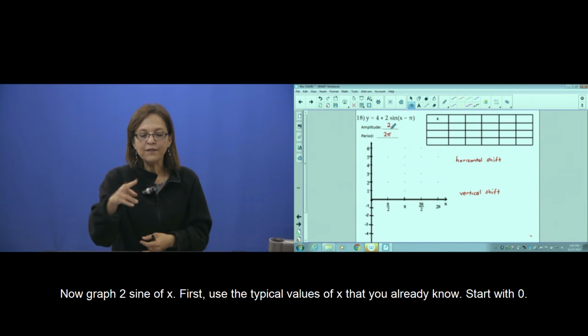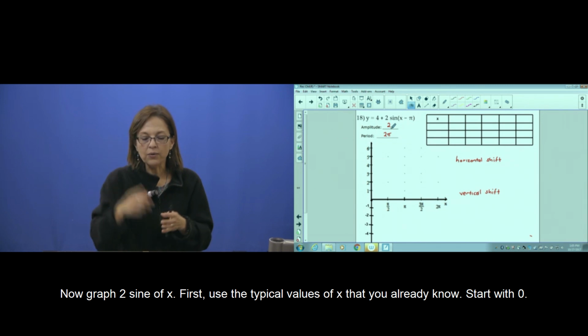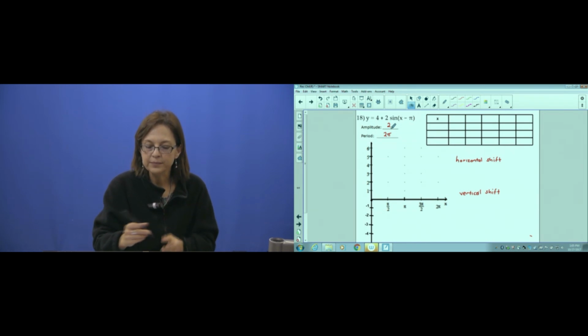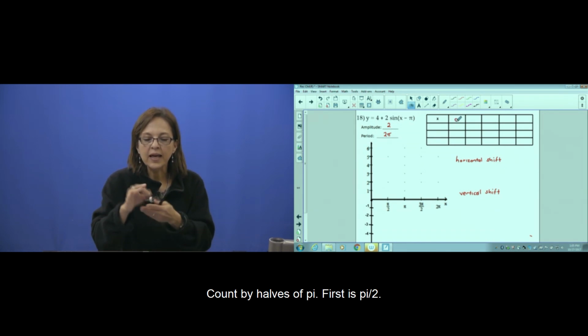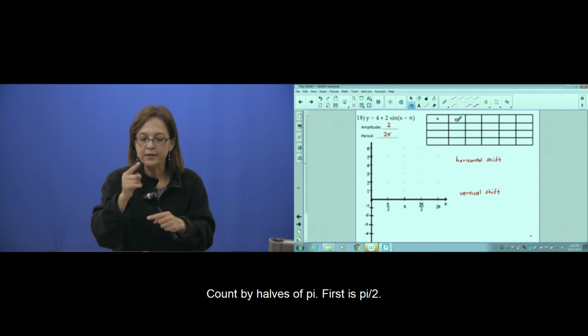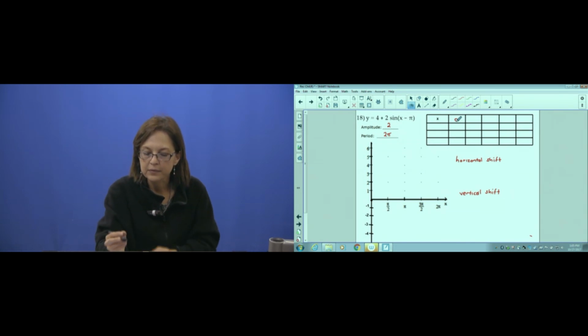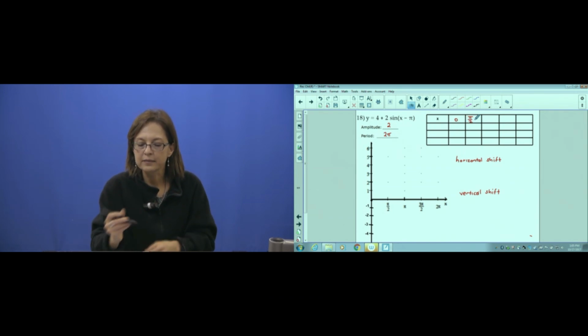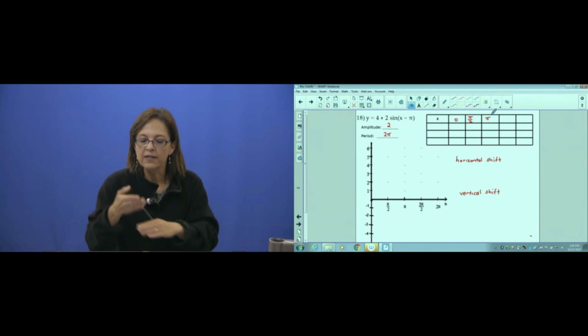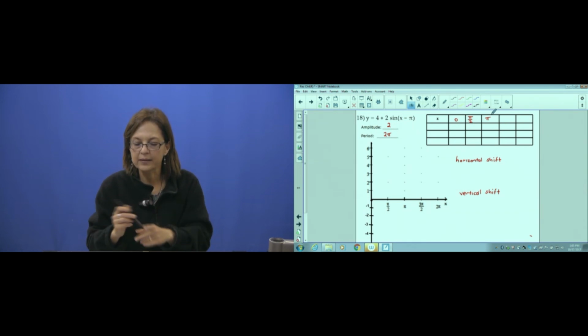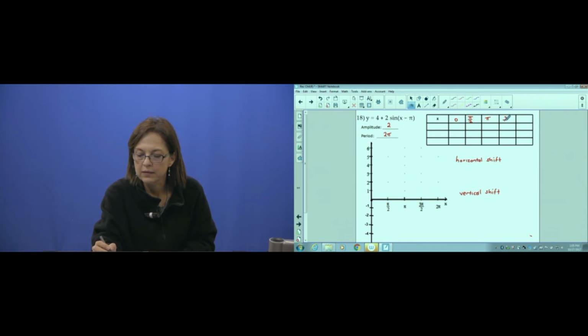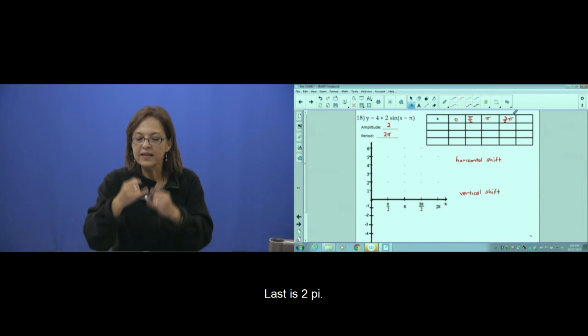Now, graph 2 sine of x. First, use the typical values of x that you already know. Start with 0 and count by halves of pi. Then the first is pi over 2. The next is pi. Next is 3 halves of pi. And the last is 2 pi.